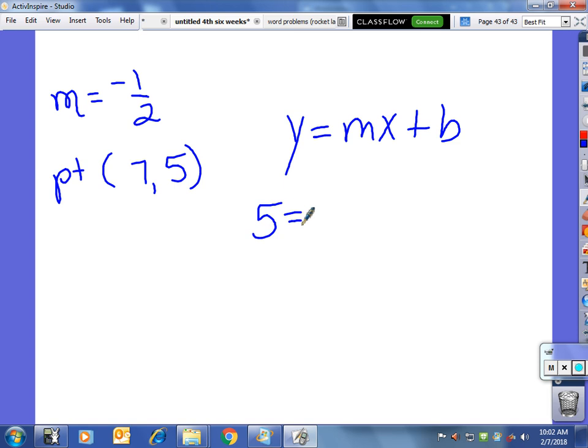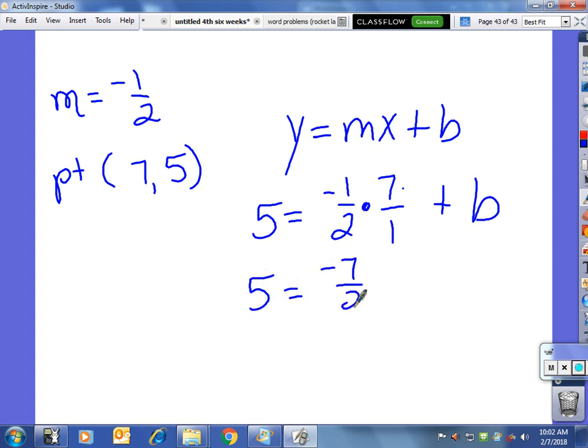5 is my y value. Negative 1/2 is my slope value. 7 over 1 is my x value, and the b is what I'm trying to figure out, right? Y equals mx plus b. So 5 equals negative 7 over 2 plus b.